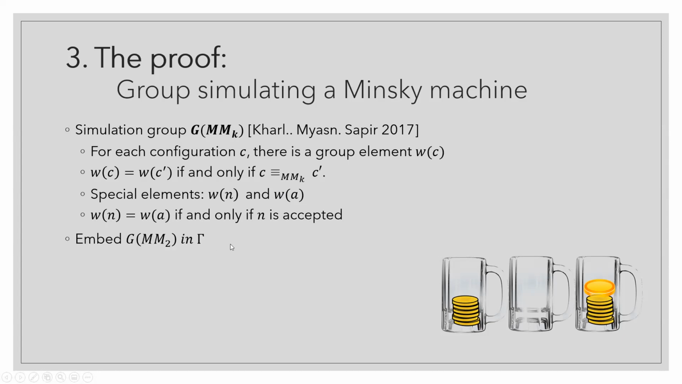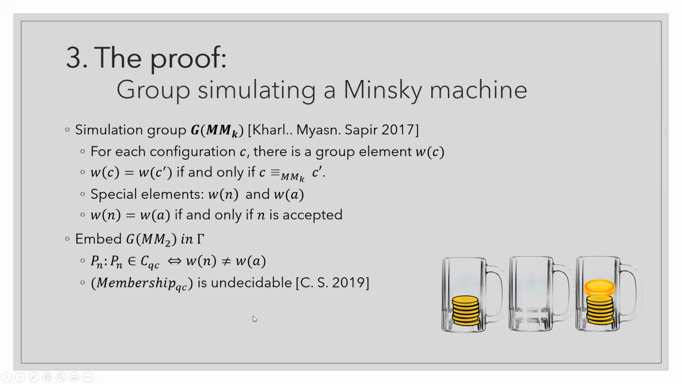Then Kudron and Slofstra did it first. They embed the group GMM2 into a solution group and construct a correlation P sub N, which will check if W of N is not equal to W of A in the simulation group. If you consider all the different N's, you get a family of undecidable correlations, and then they prove the membership problem for CQC is undecidable. But one thing to note is that the size of P sub N here is exponential, and we need some extra techniques to drive the size of the correlation from exponential to constant.